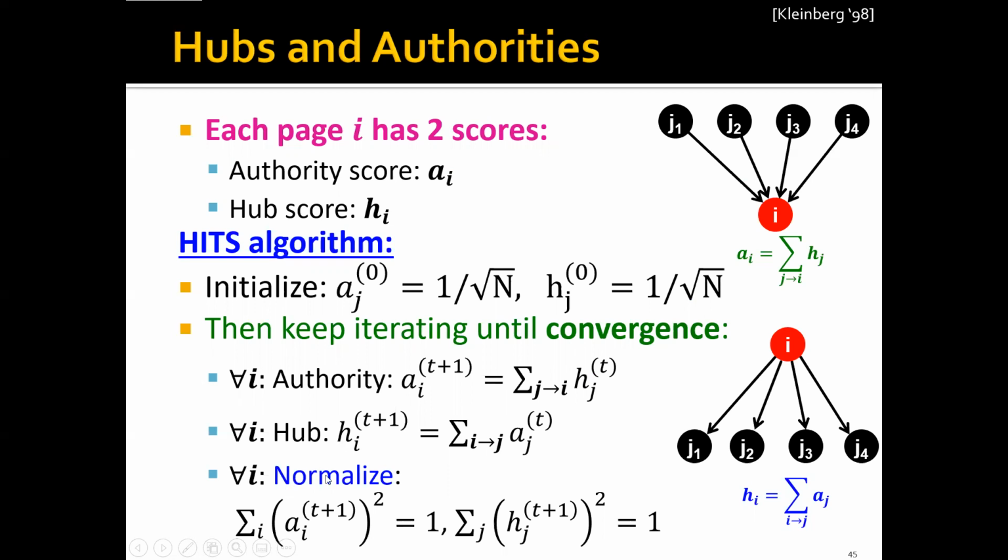And then we'll normalize them. Basically, we'll normalize these hub scores and authority scores such that the sum of the squares of all the authority scores equals 1, and the sum of the squares of all the hub scores in the graph equals 1. And we're going to keep iterating between these 3 steps until convergence.